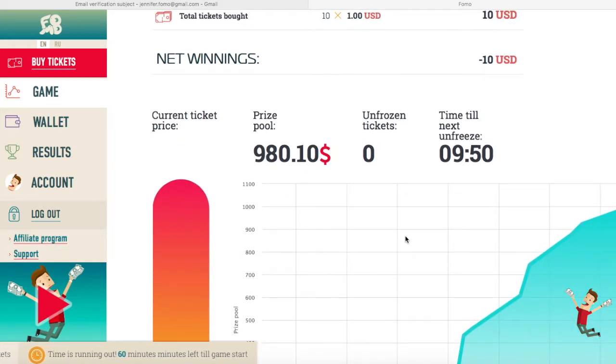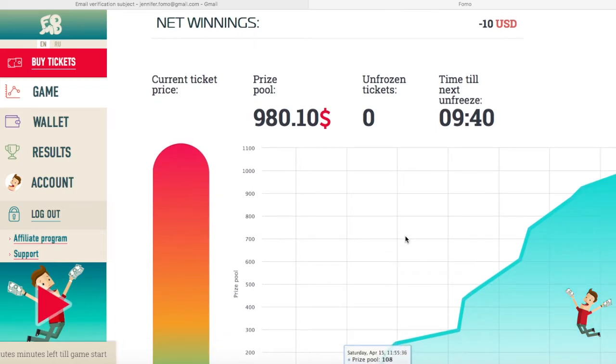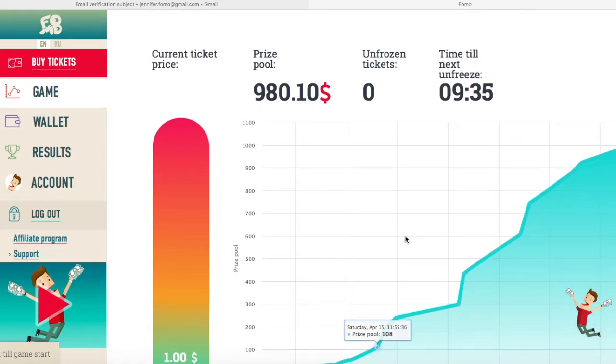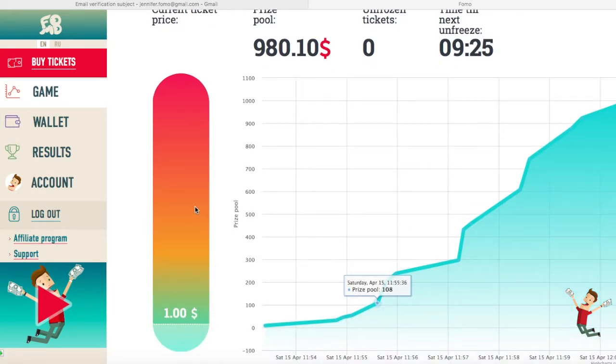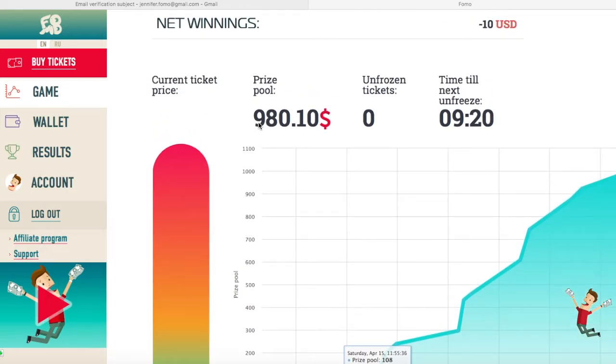But honestly, I highly do not recommend selling your tickets within the first hours of the game, because you don't really earn anything on that. The more time you keep your money in the game, the more you get at the end, because the ticket price will go up and up as the game proceeds further. So the more time you keep your money, the more money you get at the end.